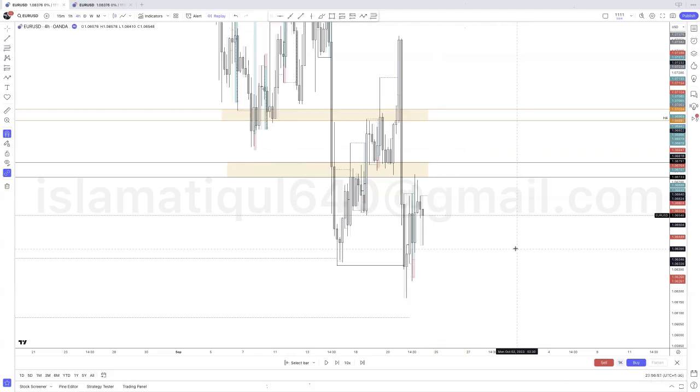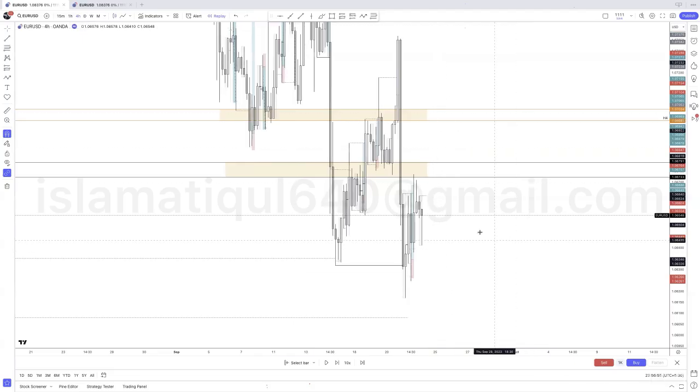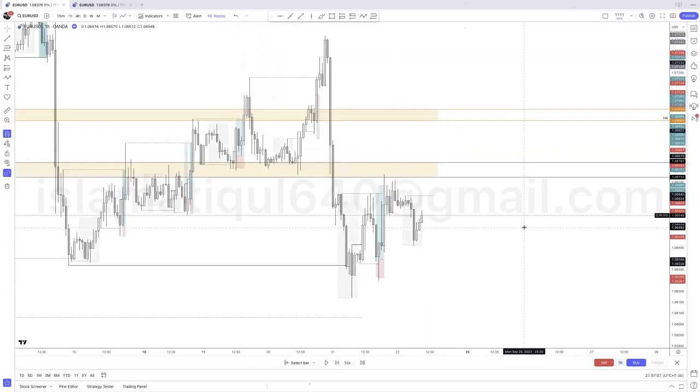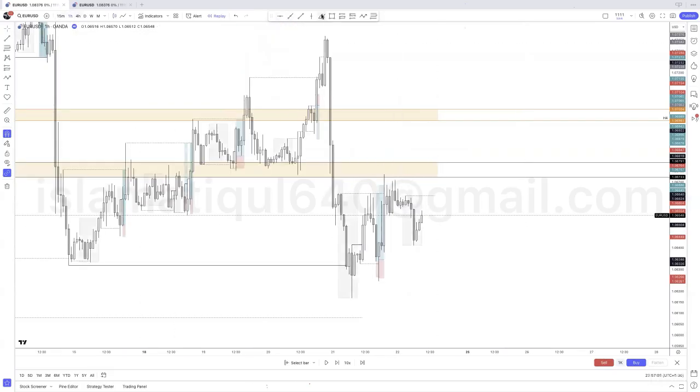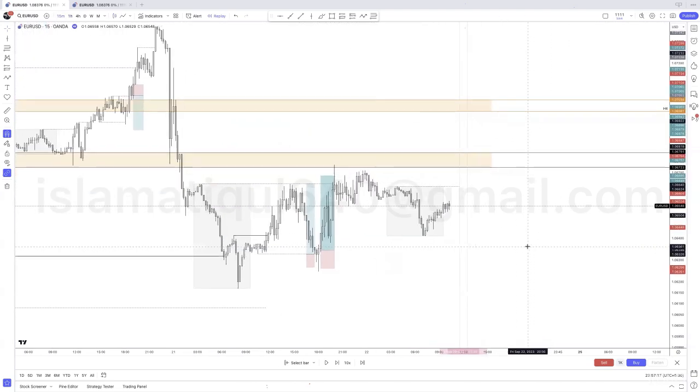What's happening here? I think we might see a sweep of the Asian high and then a good drop, right? Because the market is bearish. Yeah, not very sure. So let's wait for the time and then take the trade. Yeah, I'm not very sure what to do here. Asia will be taken out.